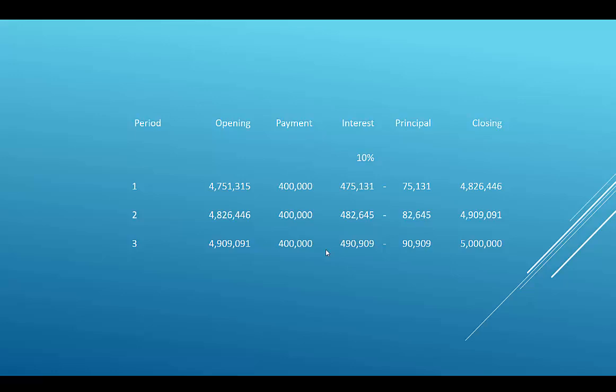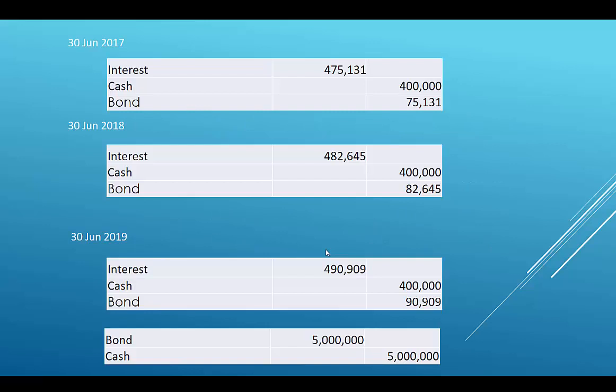The important thing about this table is that it gives us the numbers which go into the journal entries for each of the 3 years for the bond. And we can see what those journal entries are like on the next slide. In the first year, you can see that we have the interest expense of $475,131 recognised, and that comprises $400,000 worth of cash coupon payment, and it includes a capitalised interest amount of $75,131. That comes from row 1 of the table.